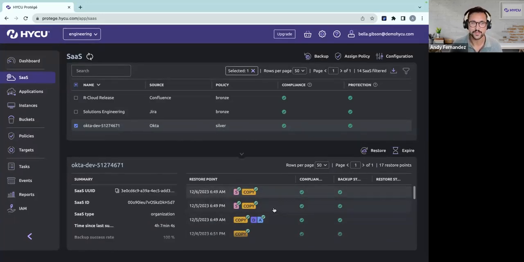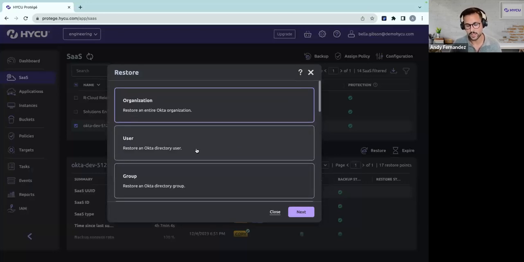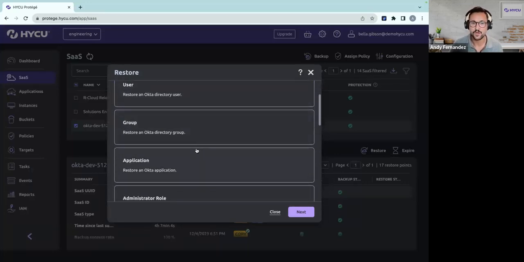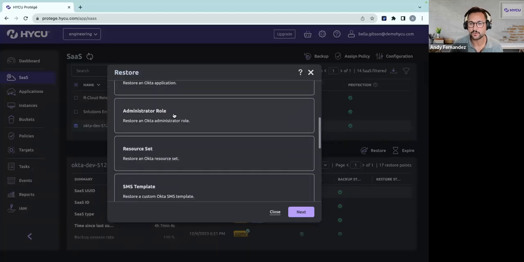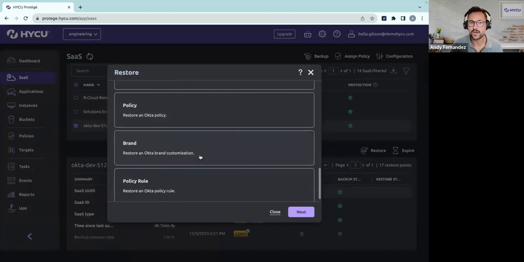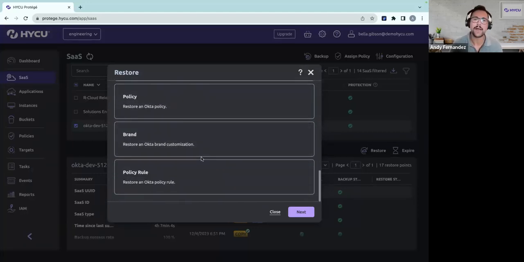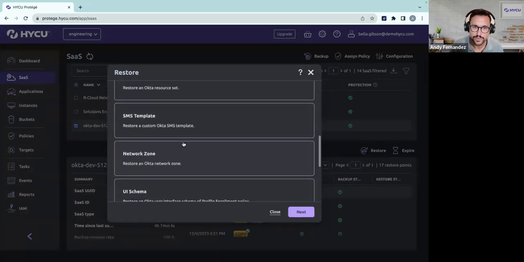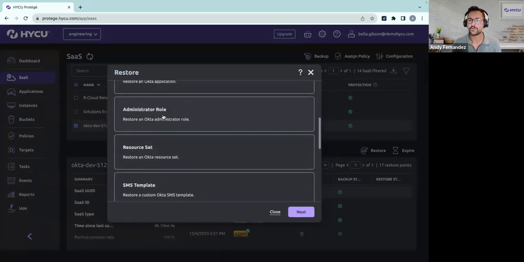Let's say they actually detect that something went wrong and somebody accessed it or changed a configuration in Okta. You can go in there, whether it's at the organization level or even a specific administrator role, or even SMS templates, policies, brands, policy rules. It doesn't matter what was affected. You can go in there specifically and restore that to a safe point in time. All passwords are reset, and you've been able to kick out somebody within a breach as well.